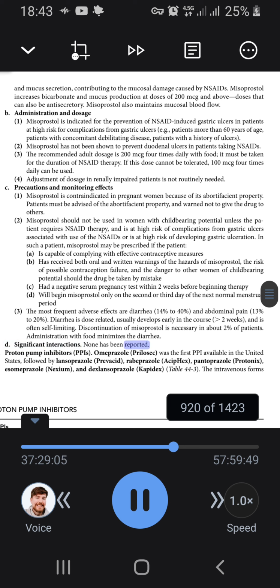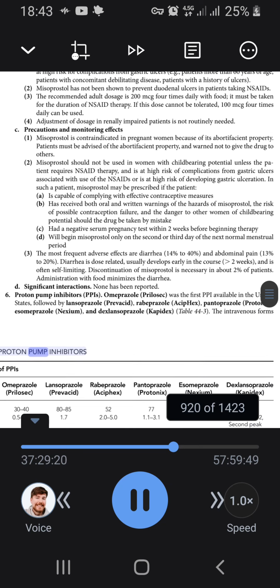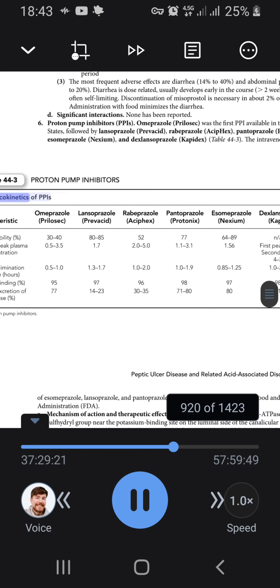6. Proton pump inhibitors (PPIs). Omeprazole (Prilosec) was the first PPI available in the United States, followed by lansoprazole (Prevacid), rabeprazole (Aciphex), pantoprazole (Protonix), esomeprazole (Nexium), and dexlansoprazole (Dexilant). See Table 44-3. The intravenous forms. Table 44-3 Proton pump inhibitors.